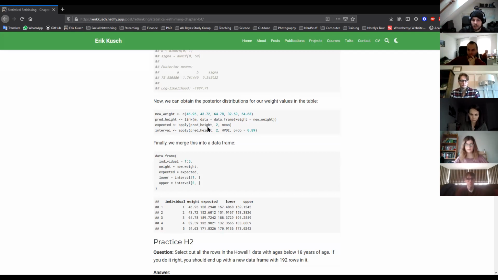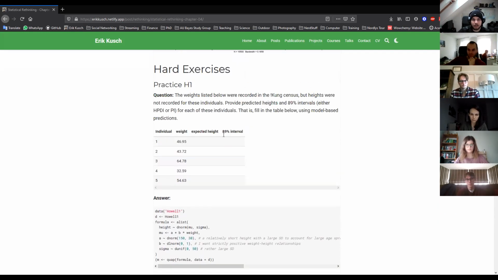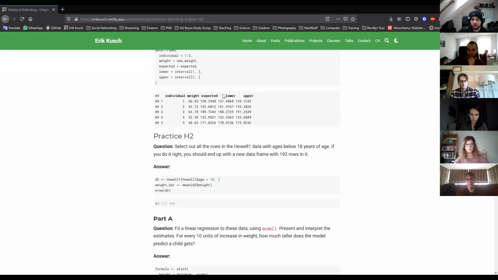So this is apply the predicted height, every column, and then just the mean. Then I do the same for interval, but this time I want the highest posterior density interval with the 89% spread. Put this all into a data frame. There's a way to do this nicer, I think, to get some tables that look like this up here into the actual output. Here I'm just doing a data frame because time crunch. And you can see that these are the outputs I obtained. Do they link up with yours, Gregor?